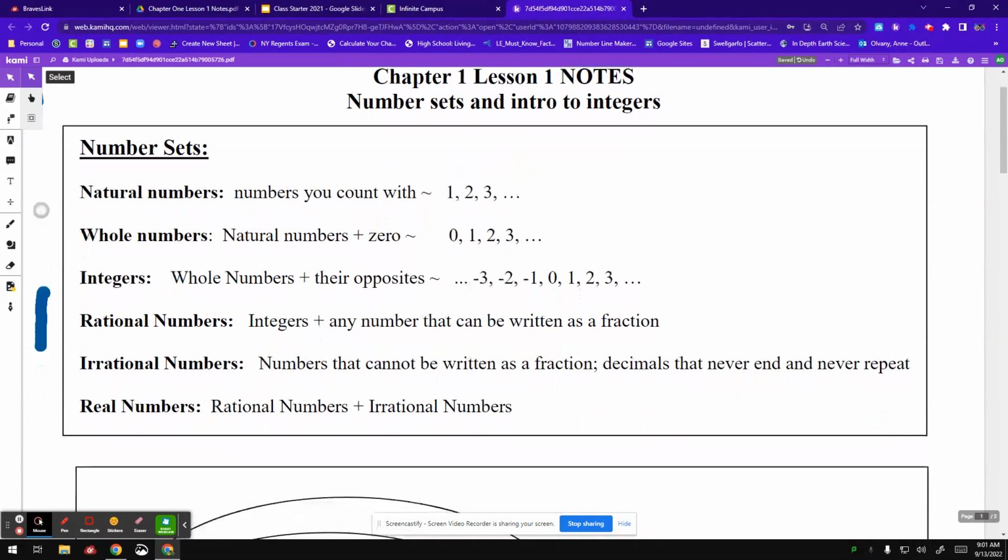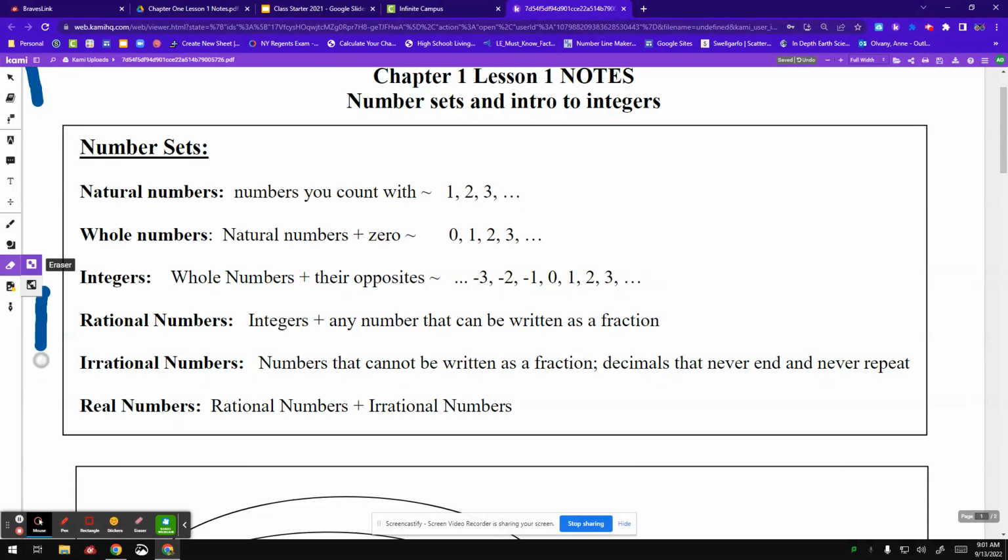I'm writing all over it. This first part is just... It doesn't like my finger. You have to use the pen. Very picky.